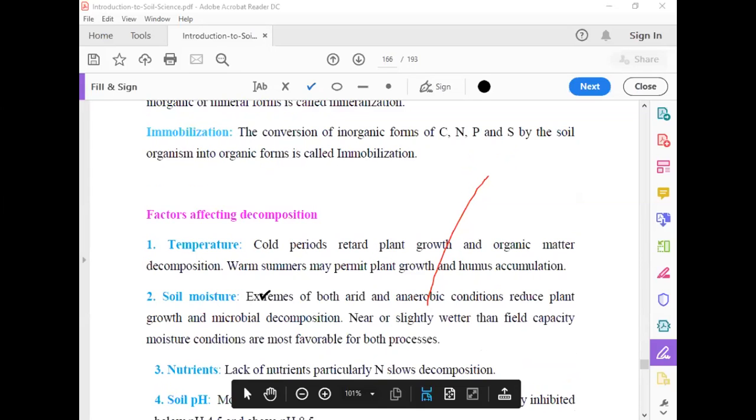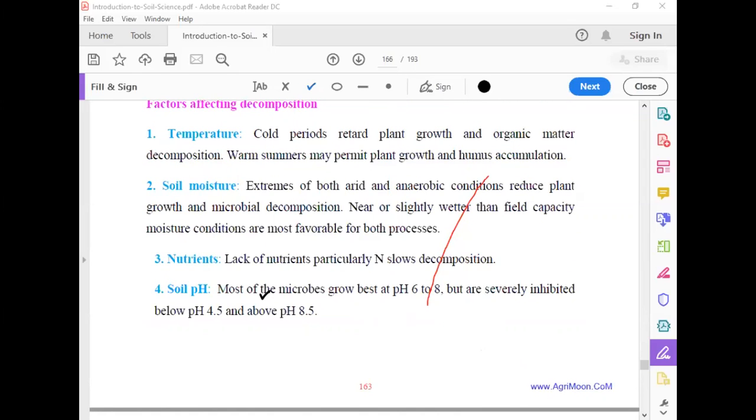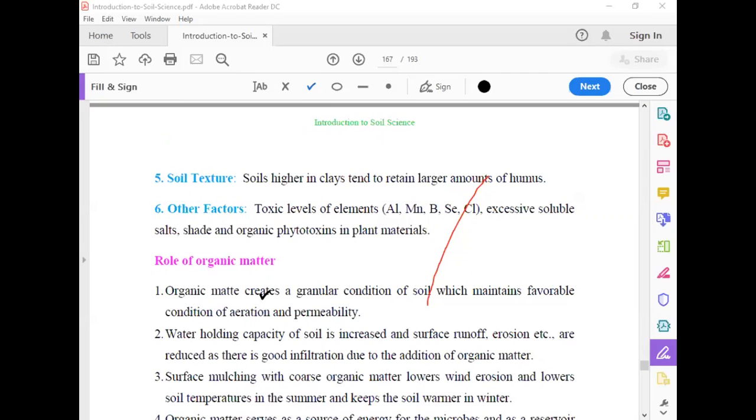Then various factors for decomposition are temperature, then soil moisture, then nutrients, soil pH, soil texture, and other factors. Other factors include toxic elements such as phytotoxins in plant material.